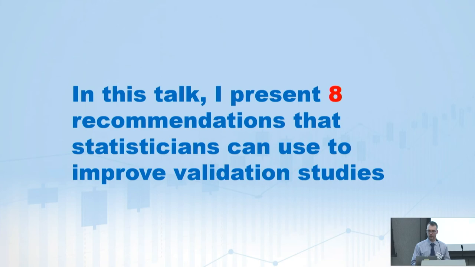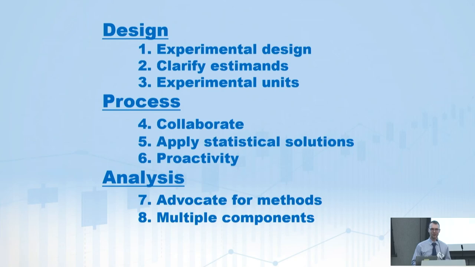And I hope I have the right audience for this one. So I'll give you the short version, and I'll dive into each of these, and then you'll get to see more of exactly what I'm thinking. But here are my 8 recommendations, and they're roughly grouped into 3 areas. I want to think about ways statisticians can improve design. I want to think about ways that statisticians can improve the process of validation and DoD testing writ large. And I want to think about how we can improve on our analyses. Okay, so those are my 3 groupings. And I'll just step through each of these one at a time.